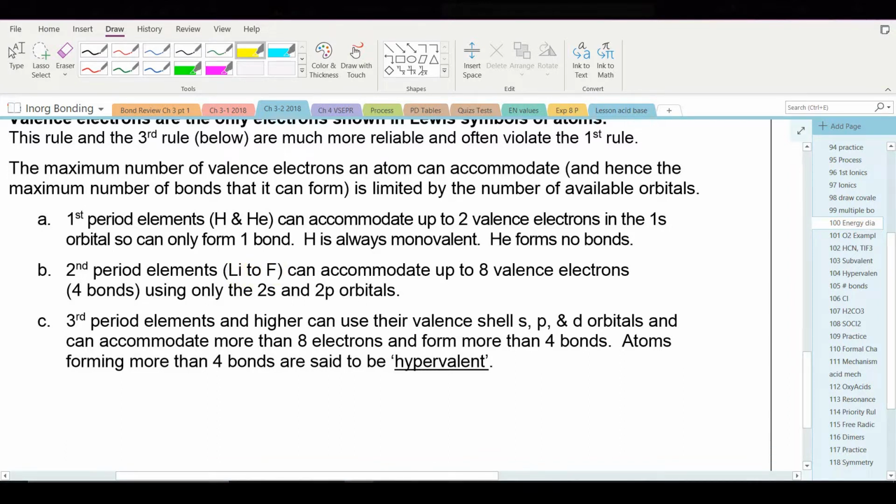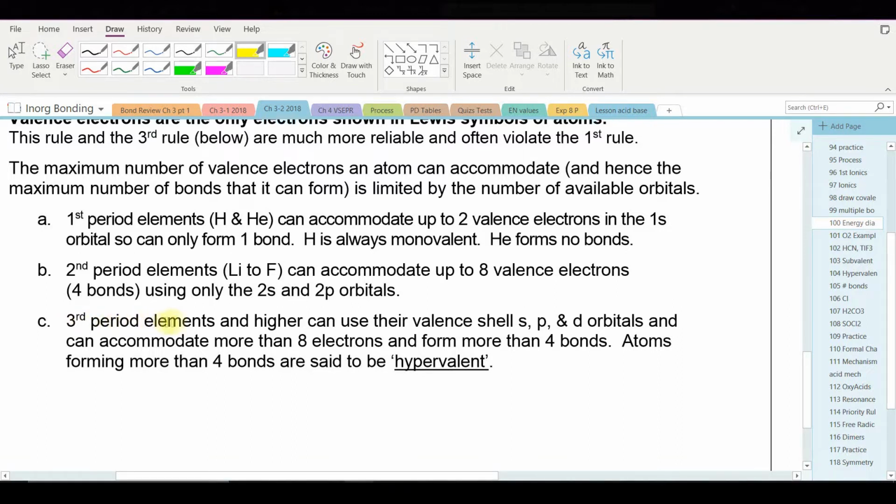You say, what about the 3s orbitals? Yes, they're there, there's space, but it's too high in energy. Any bond involving a third shell orbital for a second period element inevitably falls apart. They're just not stable. Never been observed.